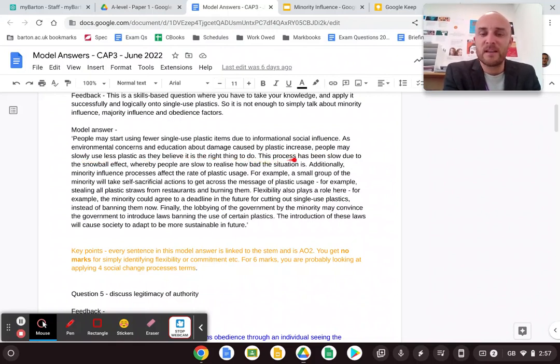This process has been slow due to the snowball effect, whereby people are slow to realize how bad the situation is. And additionally, minority influence processes affect the rate of plastic usage. For example, and here is the augmentation principle, a small group of the minority will take self-sacrificial actions to get the message across, for example stealing all plastic straws from restaurants and burning them. That is the tough skill from this bullet point. It's not you knowing consistency, commitment, flexibility. It's you being able to apply them to a situation effectively. That is by far and away the most important skill you're going to need for this bullet point.